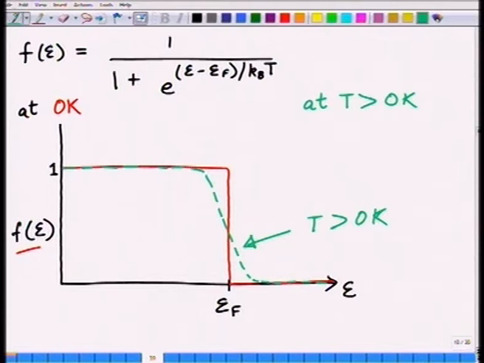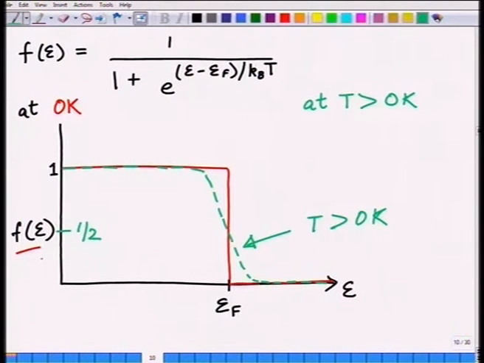And this value at EF, that's at E equal to EF, then E minus EF will be 0. Since T is finite, there will be e to the power 0, which is 1, and therefore I have 1 plus 1 right here, and this is 2. So 1 divided by 2, so the probability is half. So at E equal to EF, this number should be half.